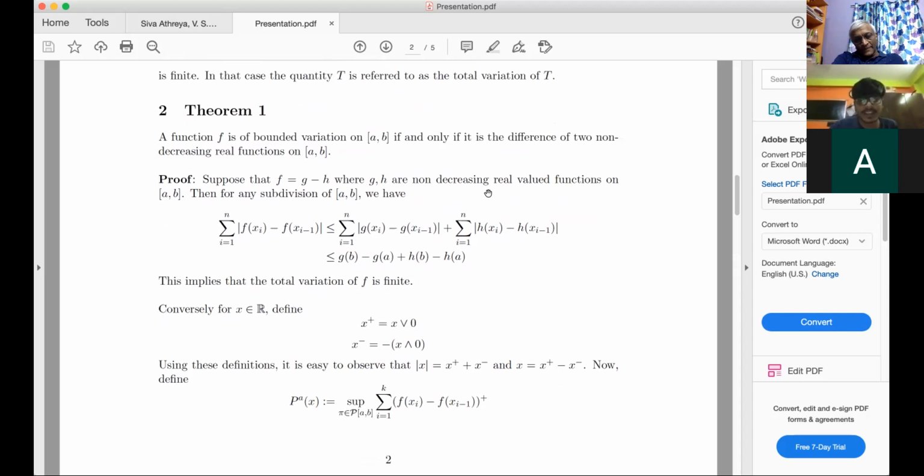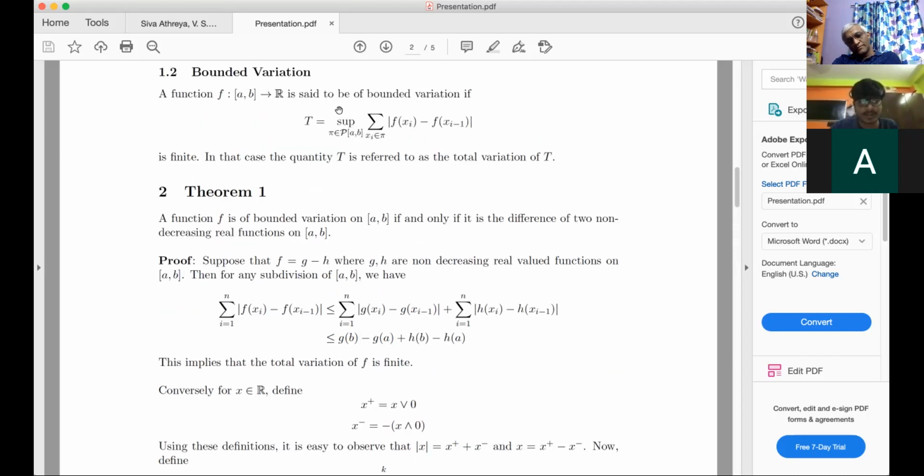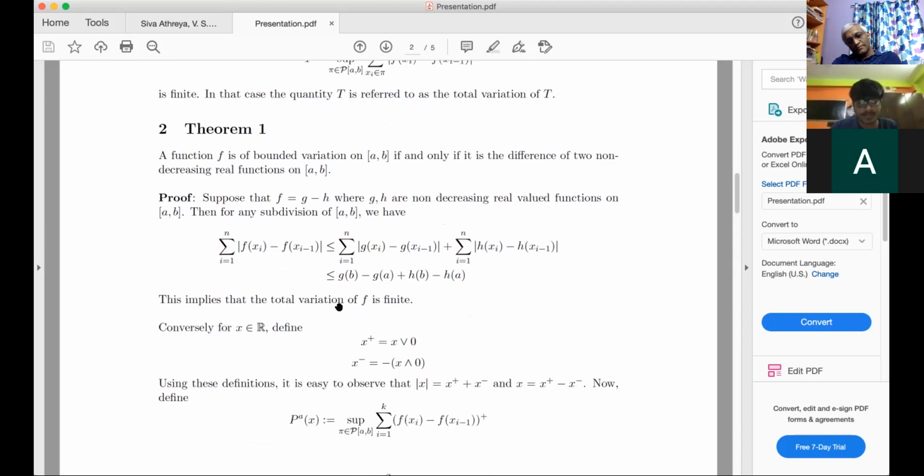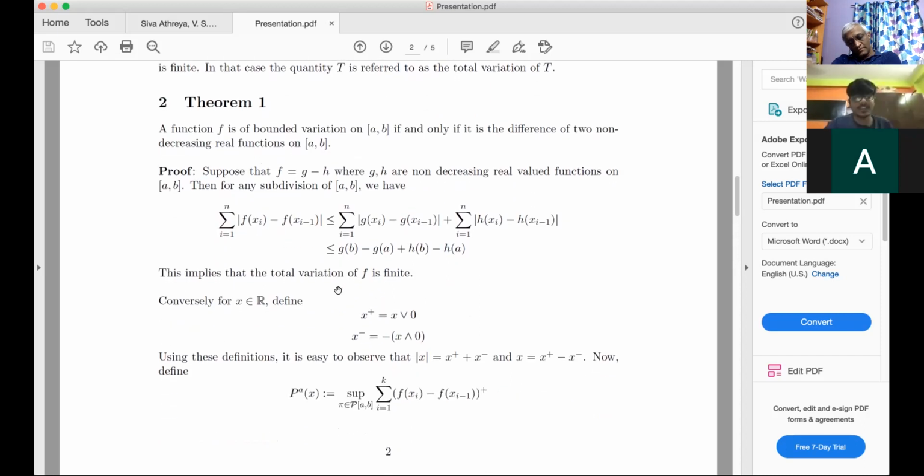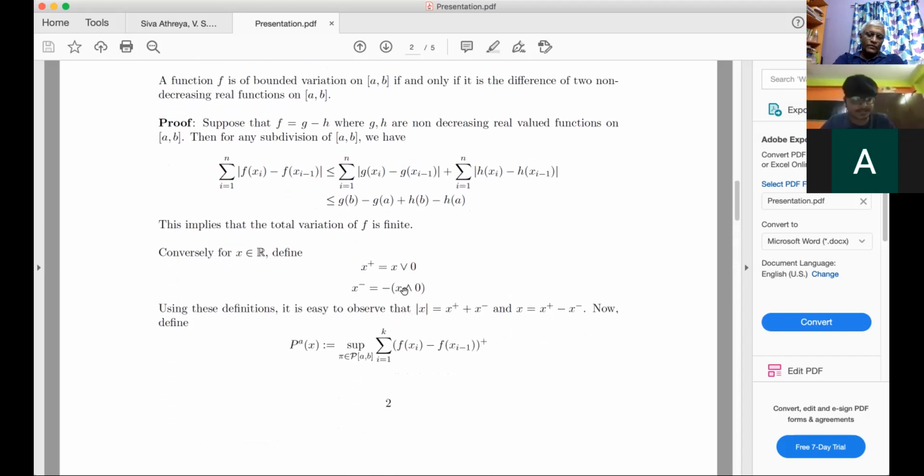So if you consider any partition of the interval AB, then you can write this. This is basically summation of i equals 1 to n, this difference. Using this identity, we can write that this is less than or equal to this by using the triangle inequality. And this is further less than or equal to this using the same triangle inequality. And as this quantity is finite, we get that the bounded variation, which is this quantity, is also finite. So f is of bounded variation.